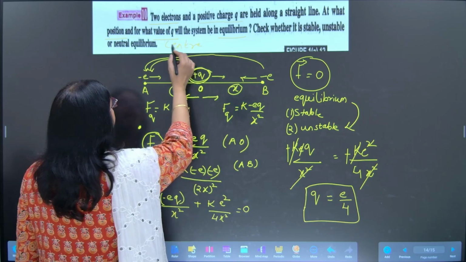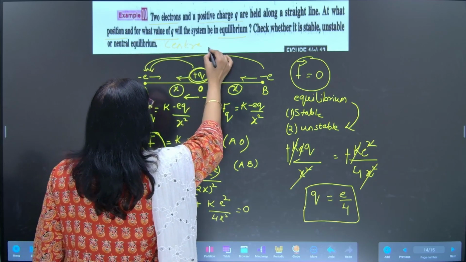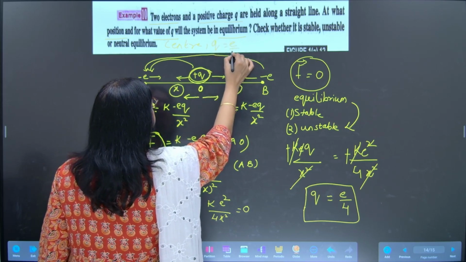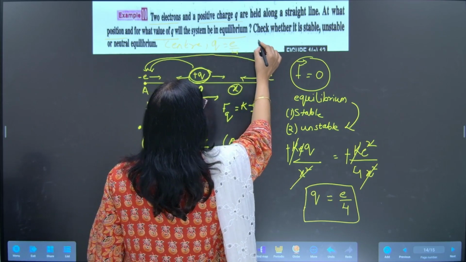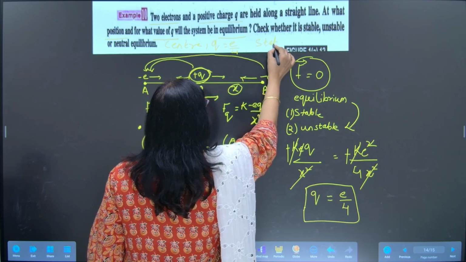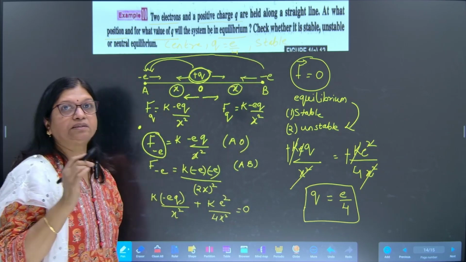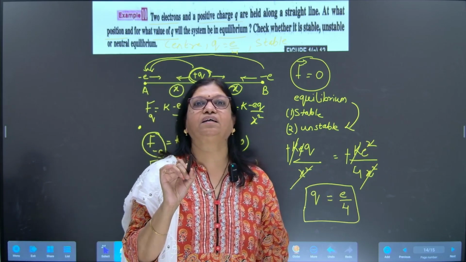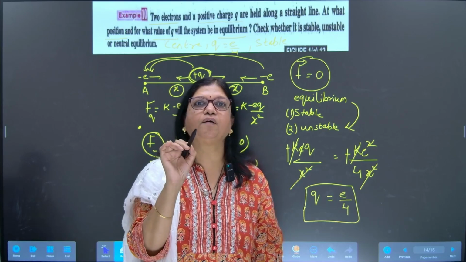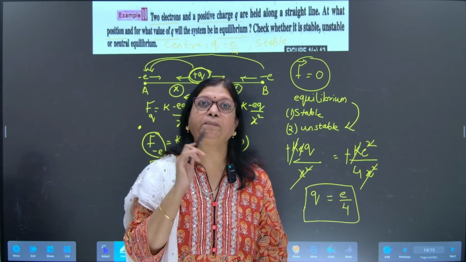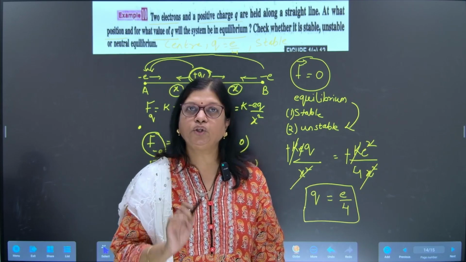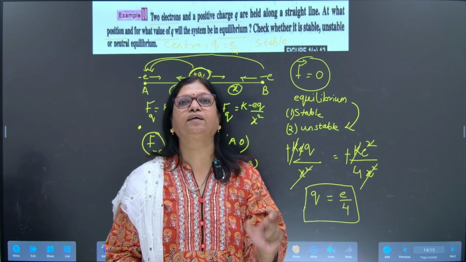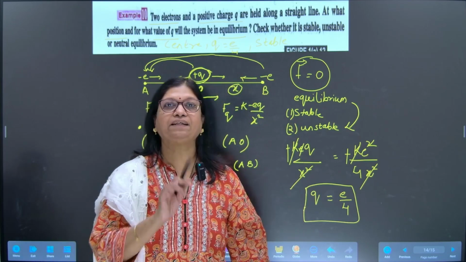So what is the first part? Position of the plus Q should be at the center. What is the value of Q? E by 4. What is the equilibrium? Unstable. This should be the last part of your answer in written form, because the result carries half the marks in the board marking scheme. So remember, after finishing the numerical, write as the last part the values of whatever is asked, in this way. That carries marks.